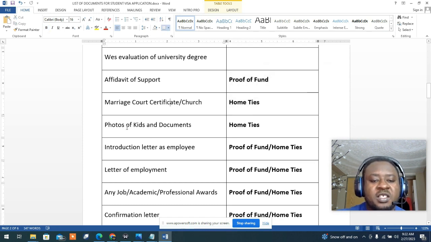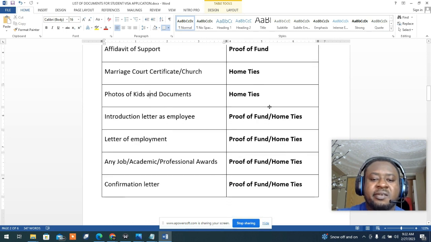Then if you are married, maybe you have kids, so you can include the kids' photos and their documents, maybe their birth certificate or their NIN, or just their photo and any document that relates to their schooling. You can also include that. That is a sign of home ties. It strengthens your home ties.